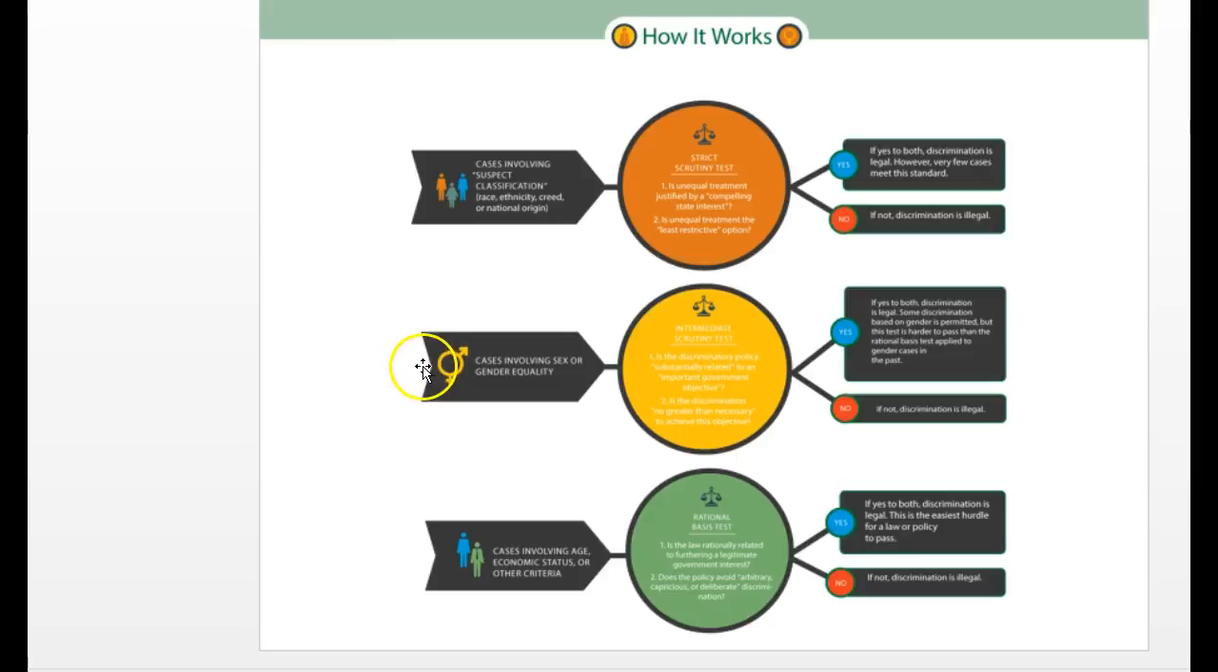But we have an intermediate classification grouping as well, and that is based on classifications based on gender or sex. And in those cases, there's a higher bar. One has to have a substantially important government purpose, and it has to be related.